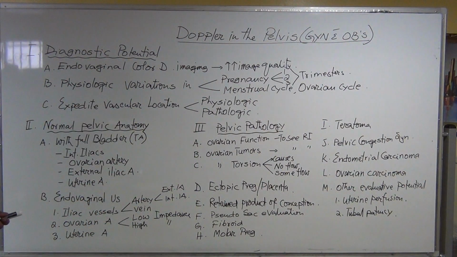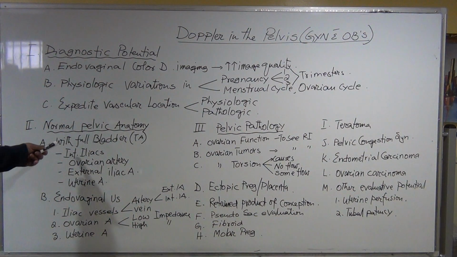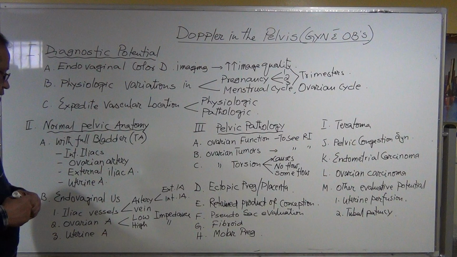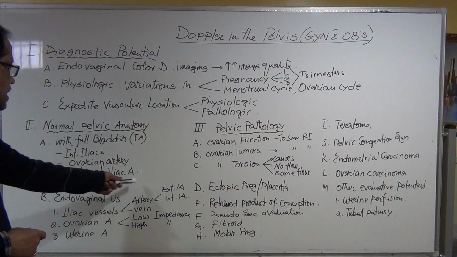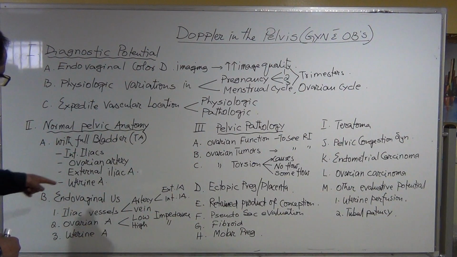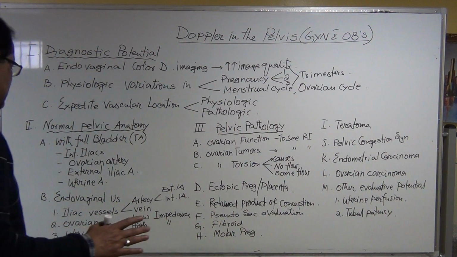And we can do that with a full bladder and without a full bladder, which is called endovaginal. Okay, so with a full bladder we call it transabdominal or transvesical, to see the internal iliacs, ovarian artery, external iliac artery and the uterine artery. So these are the arteries we can commonly see. The external iliac artery we usually see above the inguinal ligament. Okay, and the internal iliac artery, ovarian artery, uterine artery we can see right away. During the pelvic examination there is a protocol, and we can see those arteries very easily.